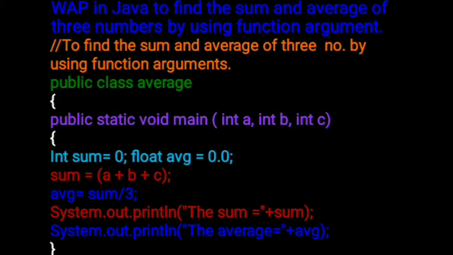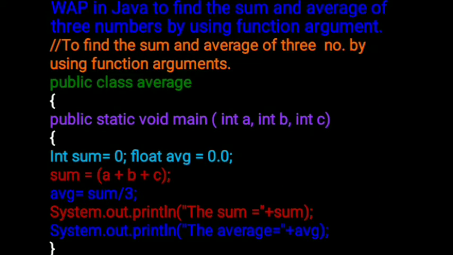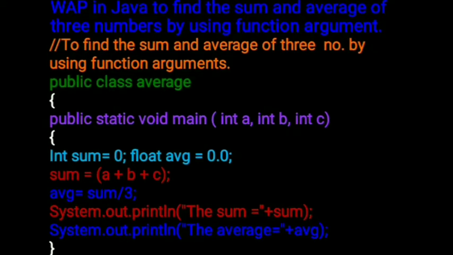See one example, boys. The question is: write a program in Java to find the sum and average of three numbers by using function arguments. That means through BlueJ. Now, the first line is the comment line, because you can see two slashes: to find the sum and average of three numbers by using the function arguments. This comment statement is a non-executable statement. Even if you don't write it, the program will still run, but it is written to make the user understand what the program is all about.